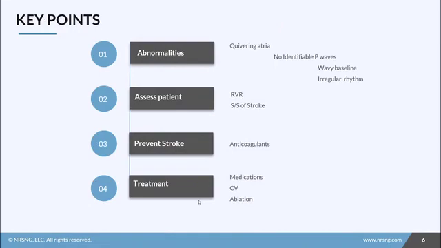So the key points regarding atrial fibrillation are to understand the abnormal characteristics of it. The atria is quivering. It is not contracting. So there are no identifiable P waves. There's a wavy baseline. Looks something like that. Okay. Wavy baseline, no identifiable P waves, and the rhythm is irregular. These two right here are the biggest characteristics of AFib.